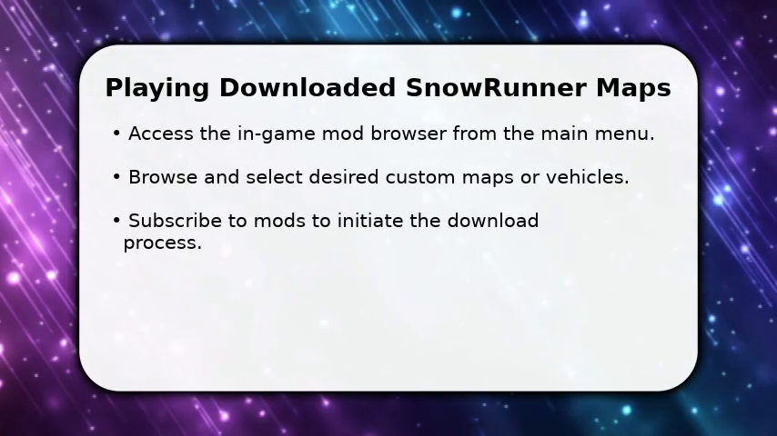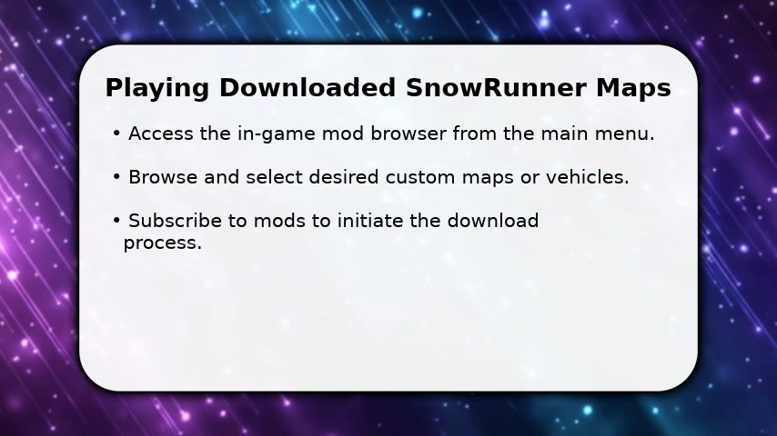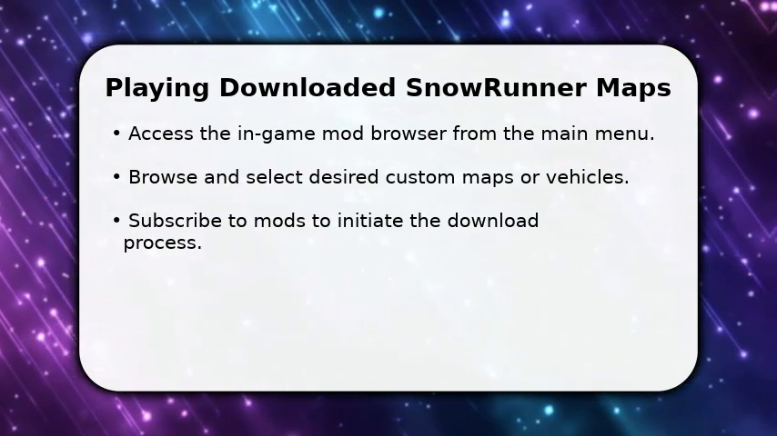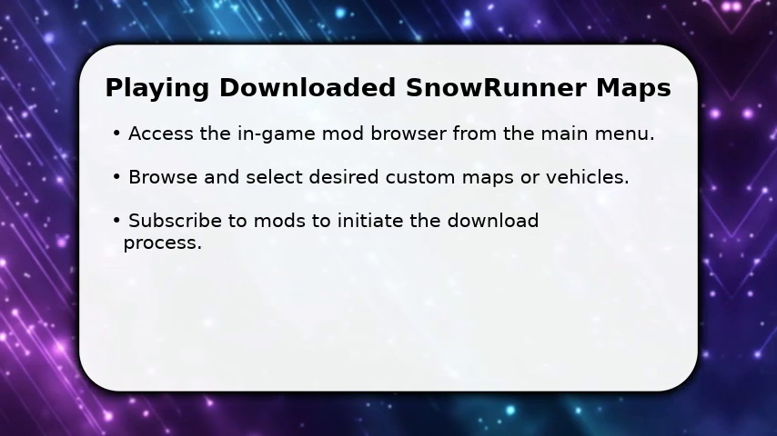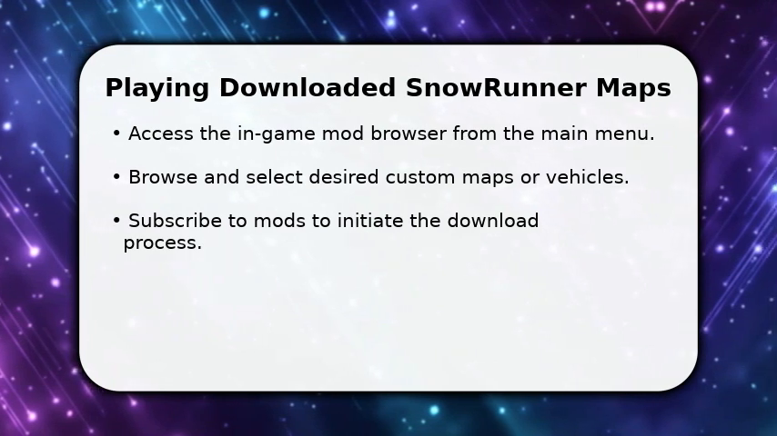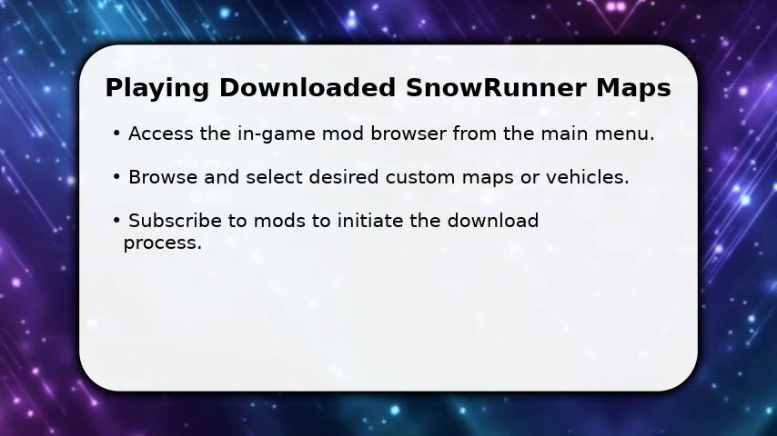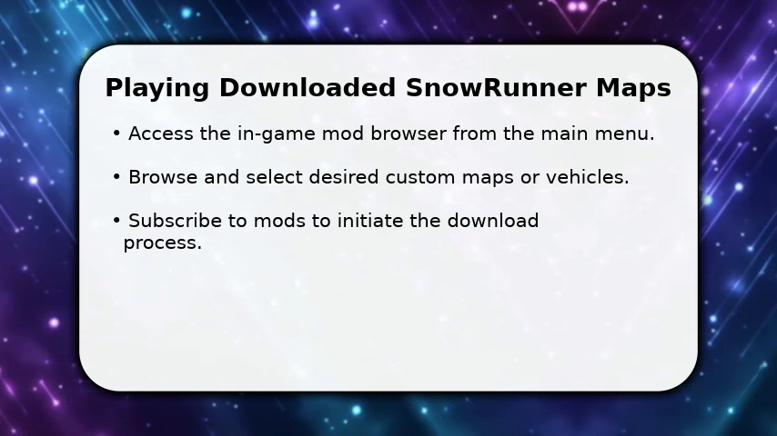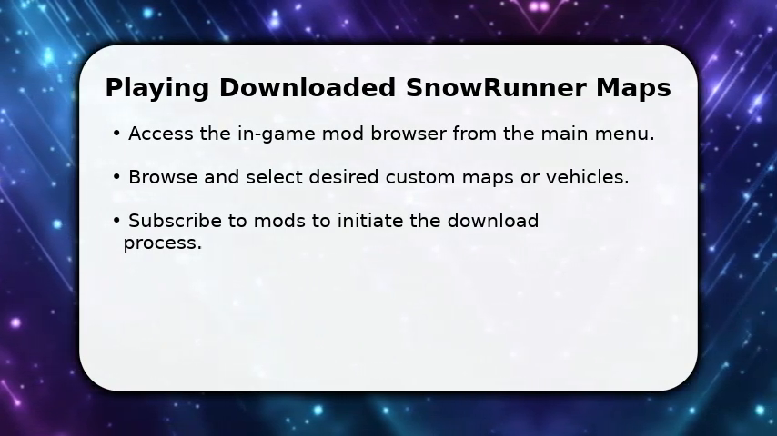In this video, I will explain how to play downloaded maps on SnowRunner. First, navigate to the main menu and select the mod browser option. This is your gateway to a vast collection of community-created content. You can easily browse through various custom maps, vehicles, and other modifications.